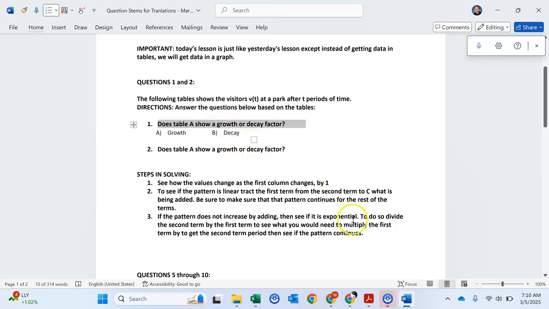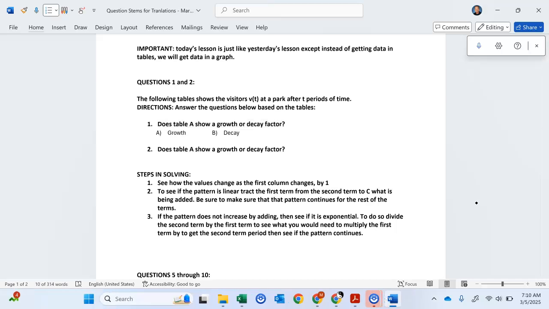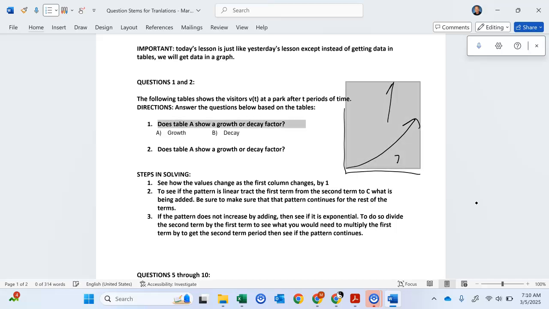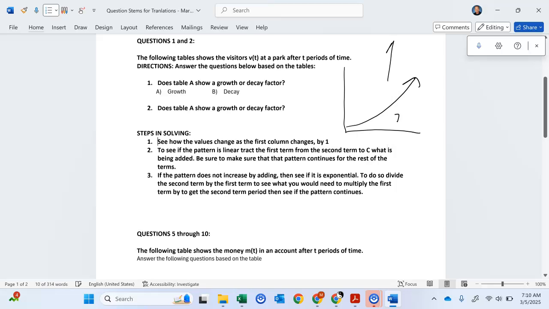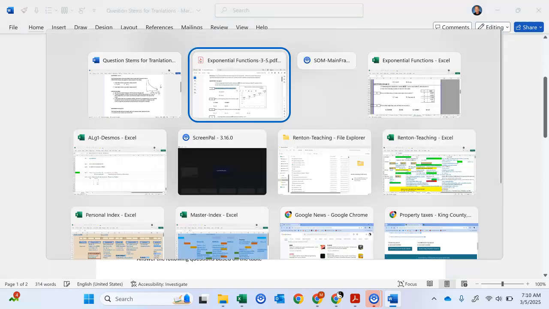The important thing is growth is when something goes up, okay? So if you have an equation like this, and it goes up in that direction, that is growth. But when it goes down, when it goes that way, it is decay, okay? So the first question, very easy.